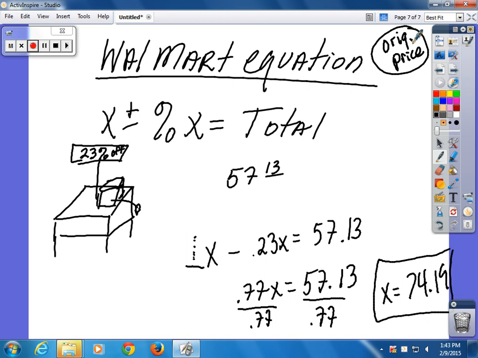Now let's do it the way that y'all think y'all do it. 57.13 times 23%. Somebody do that for me. She already had it written down. 13 what? 13.15. And subtract that from this. What do you get? Or add it, I'm sorry. Add it to it. What do you get?